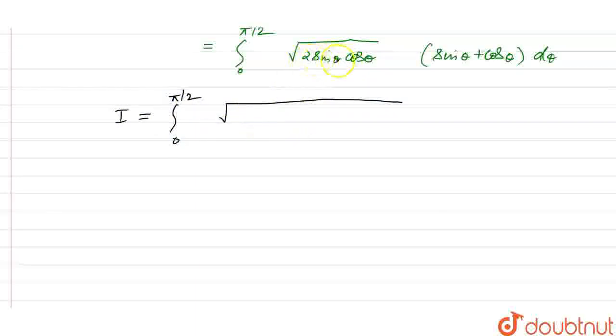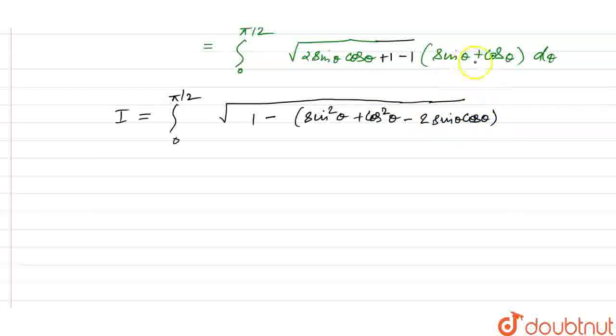So we have this as I, 0 to pi by 2, and let us add 1 and subtract 1. Why are we doing this? Because 1 can be written as sin square theta plus cos square theta. So we have 1 minus, here will be sin square theta plus cos square theta, and here will be minus of 2 sin theta cos theta.